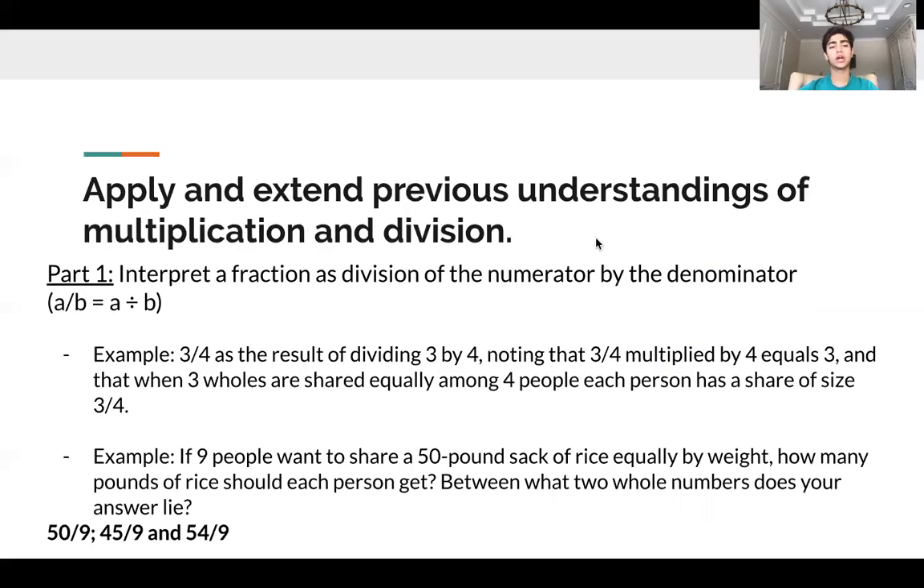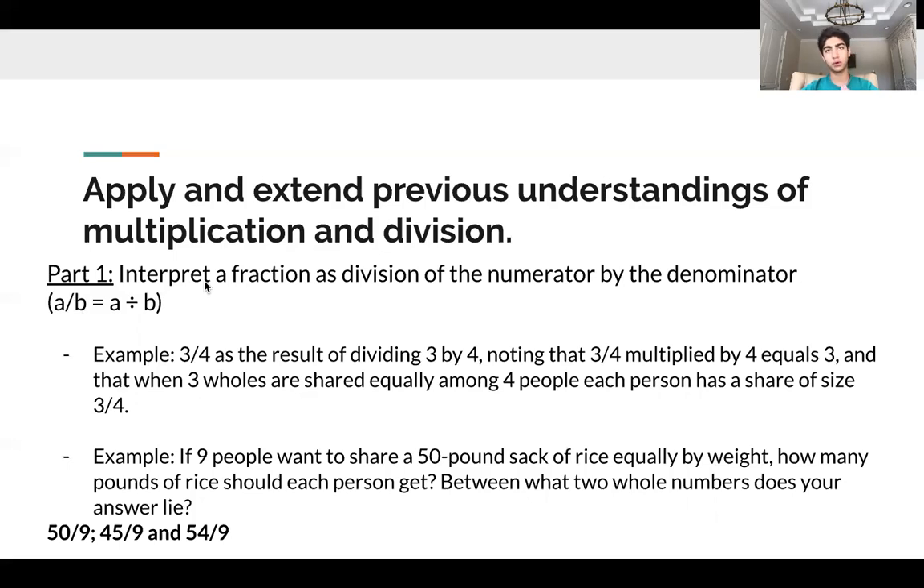Now, another important concept is being able to apply and extend previous understandings of multiplication and division to fractions. So this part here says, hey, can you interpret a fraction as division of the numerator by the denominator? So in other words, can you understand that A over B is really just saying A divided by B? To make this a little easier to understand, let's look at two examples here. So 3/4 is the result of dividing 3 by 4, noting that 3/4 multiplied by 4 equals 3.